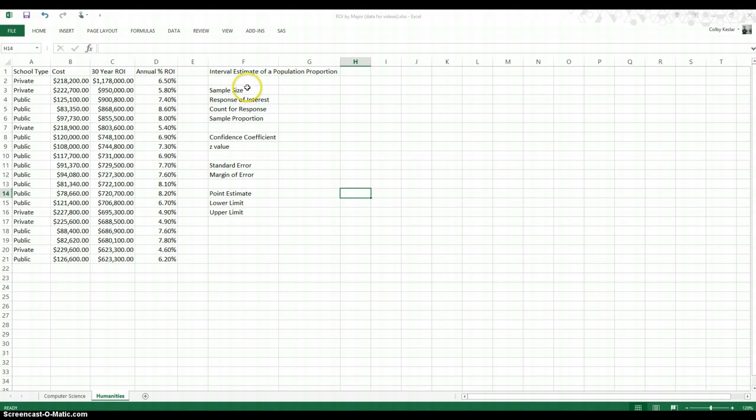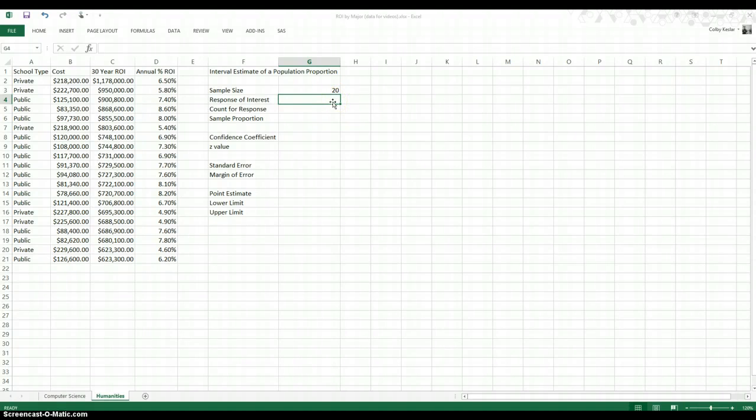Sample size: if I don't immediately know what my sample size is, what I can do is type equals COUNTA, parenthesis, select my data, and that gives me 20. So I have a sample size of 20.